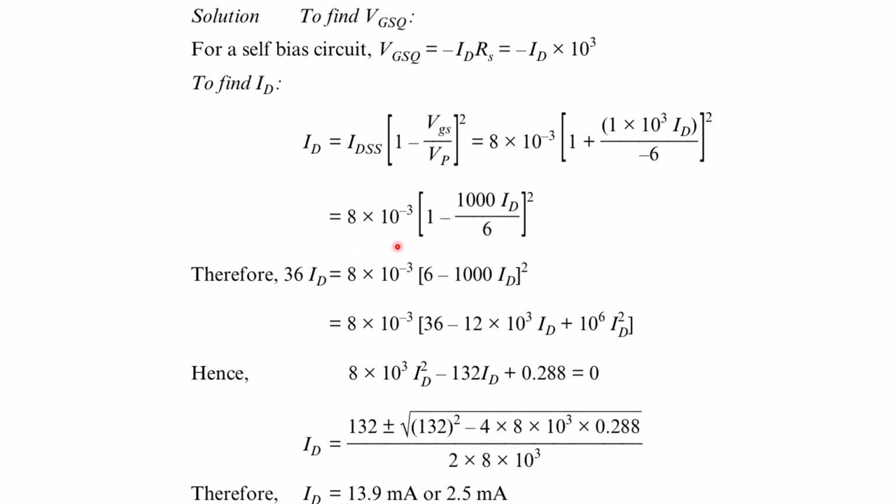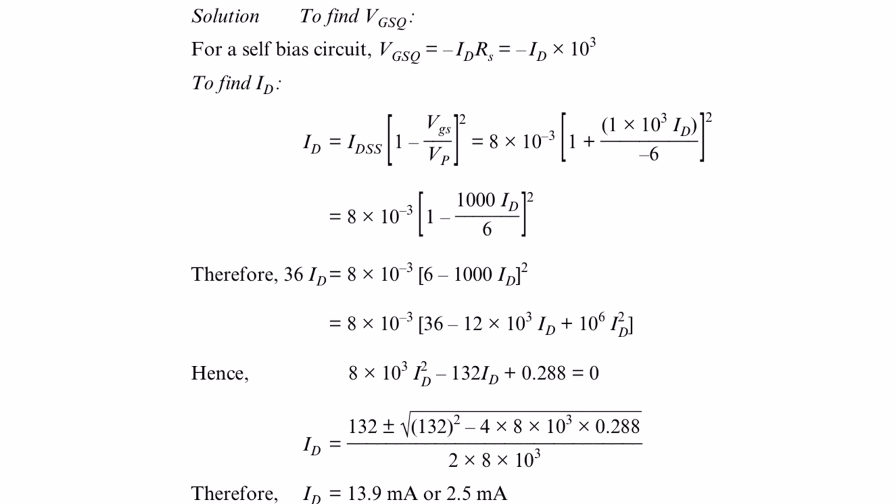So you will get one equation after simplification. That equation is 36 ID equal to 8 into 10 power minus 3 within bracket 6 minus 1000 ID the whole square. Then again we have to simplify this (a minus b) whole square, a square minus 2ab plus b square. If you simplify and use the formula minus b plus or minus square root of b square minus 4ac divided by 2a, we find the ID value as 13.9 milliamps or 2.5 milliamps.